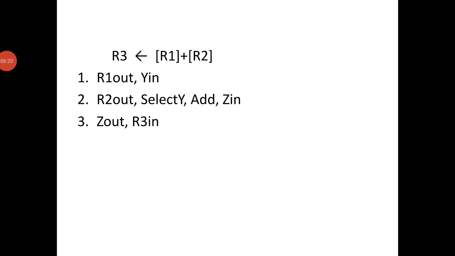All the signals whose names are given in any step are activated for the duration of the clock cycle corresponding to that step. All other signals are inactivated. See, in step 1, the first step, what do we have to do? In the first step, the data present in the R1 register is transferred to the ALU, which means the data present in R1 is one of the operands to the ALU.